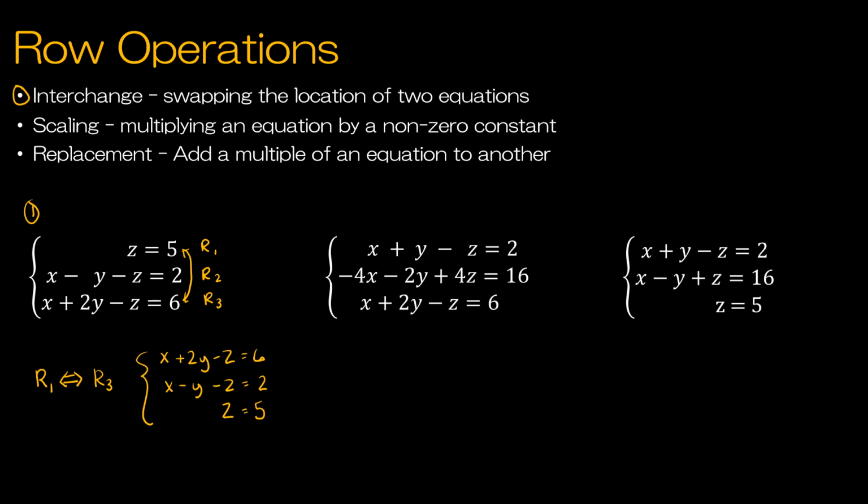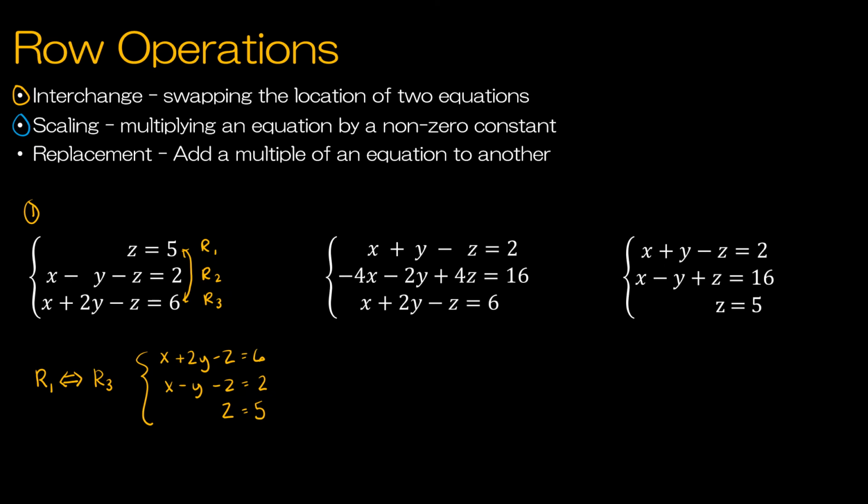That is the interchange row operation. Now let's take a look at scaling. Scaling is where we multiply an equation by a non-zero constant. And quite often in scaling, we'll be multiplying by a fraction because division is not allowed.